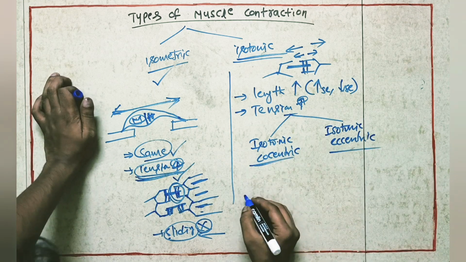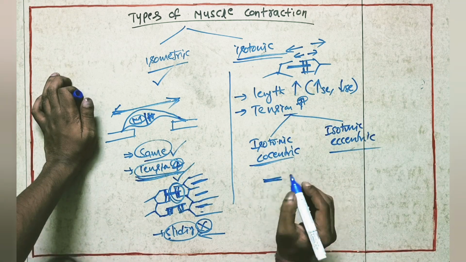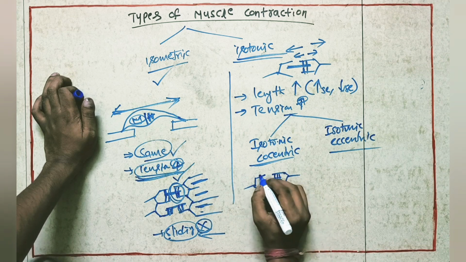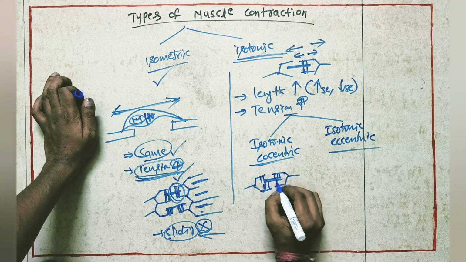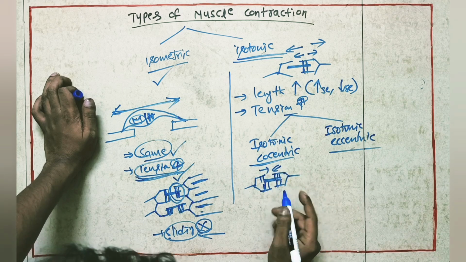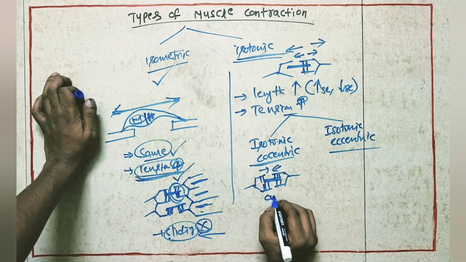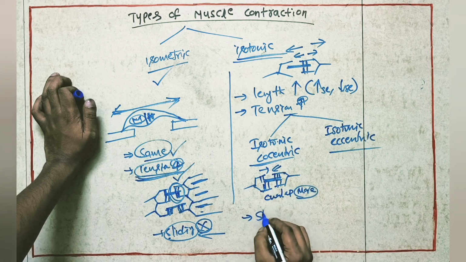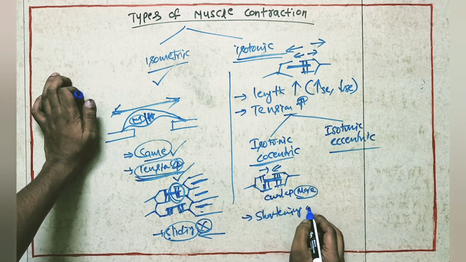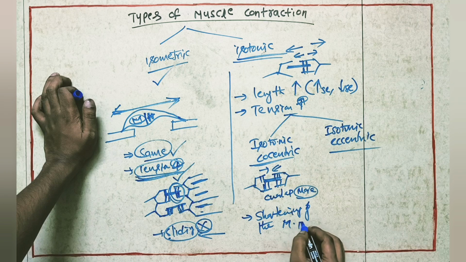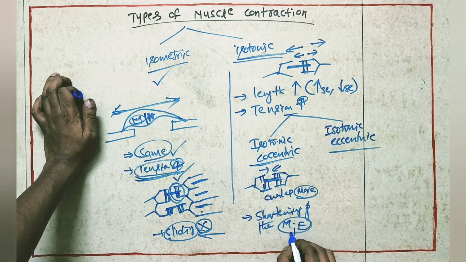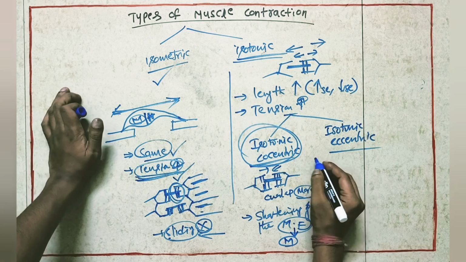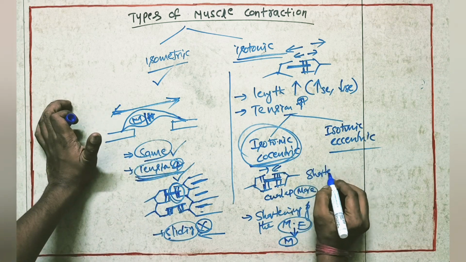Isotonic concentric contraction means here myosin will be there, and here this is our actin. The cross bridge will form between these two, and sliding will happen. And here actin and myosin will overlap more. That means nothing but shortening of the muscle fiber. And if muscle fiber is going for shortening, then muscle will go for shortening. So isotonic concentric contraction is nothing but the shortening of the muscle.